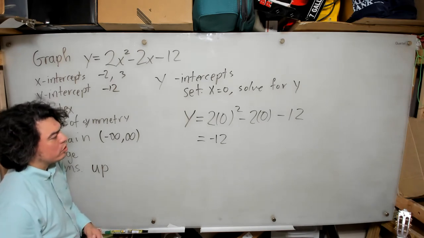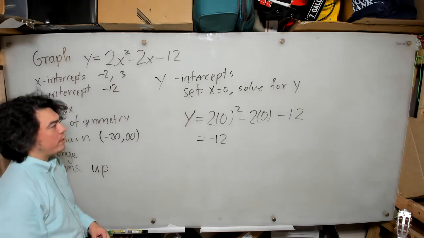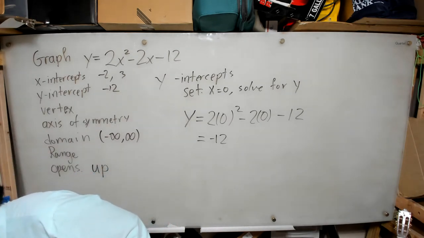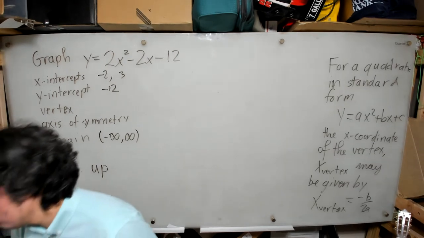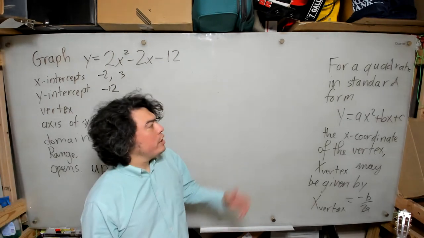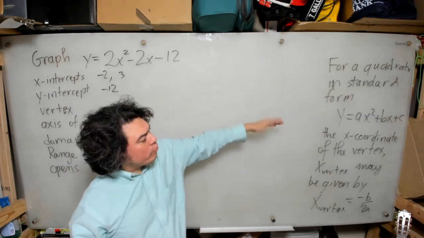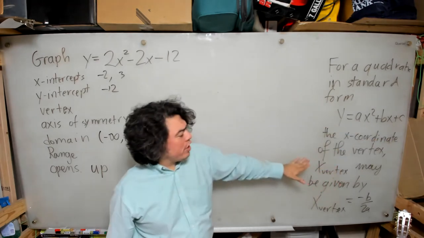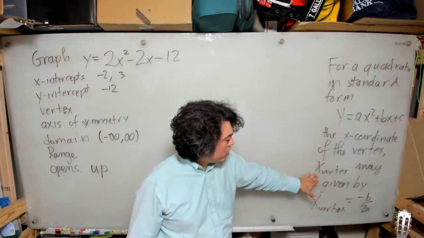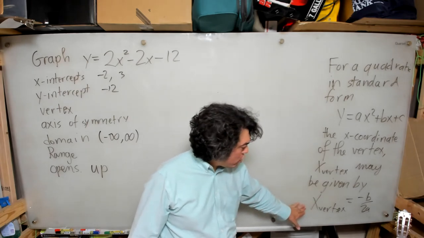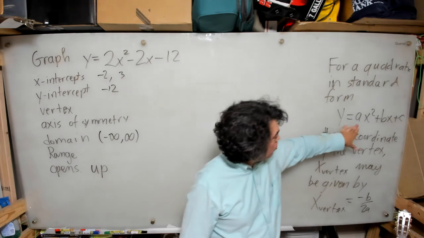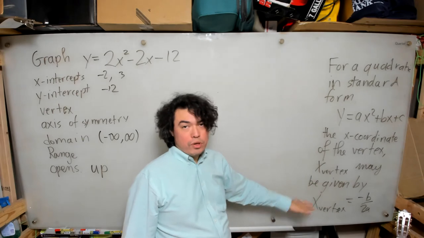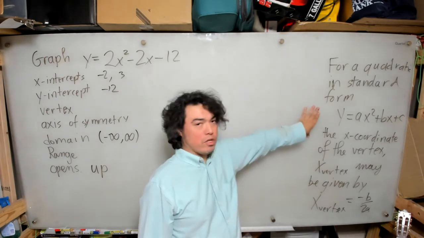Okay, perfect. And now we're going to calculate the vertex. So here, we recall that for a quadratic in standard form, y equals ax squared plus bx plus c, the x coordinate of the vertex, which we're going to denote as x vertex, may be given by the following formula. X vertex equals negative b over 2a. If you want, you should put this in a box in your notebook or an index card or whatever, because this is something that you want to know by heart.